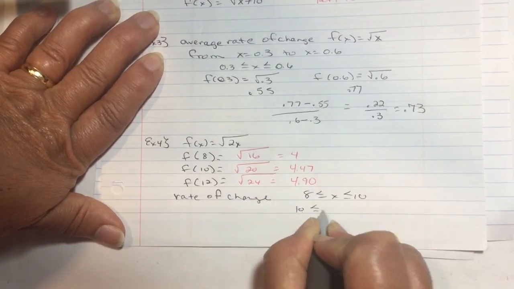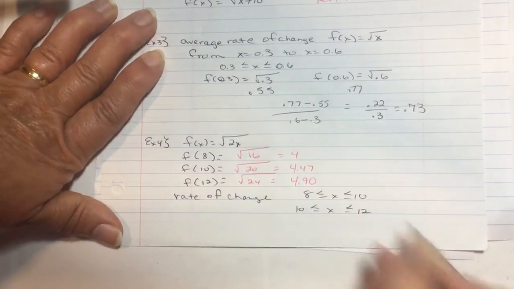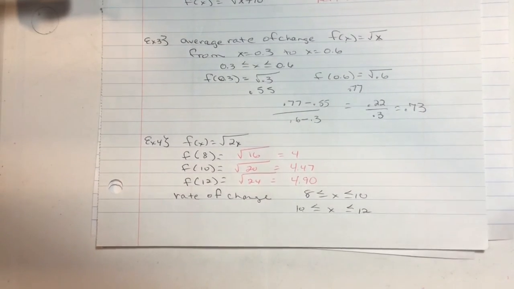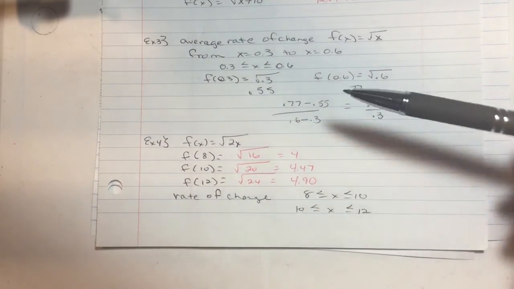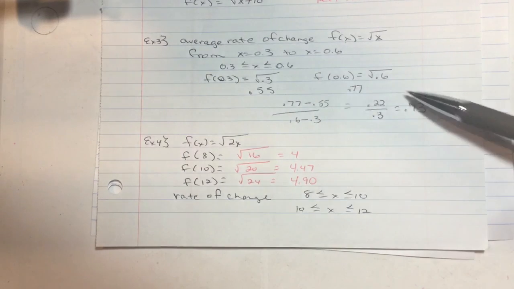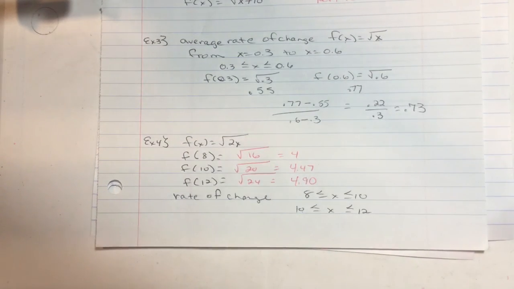Now, using this information, calculate the rate of change between the interval from 8 to 10 and also from 10 to 12. Pause the video while you do this. Make sure you realize you're going to be doing subtractions like you did on number 3.